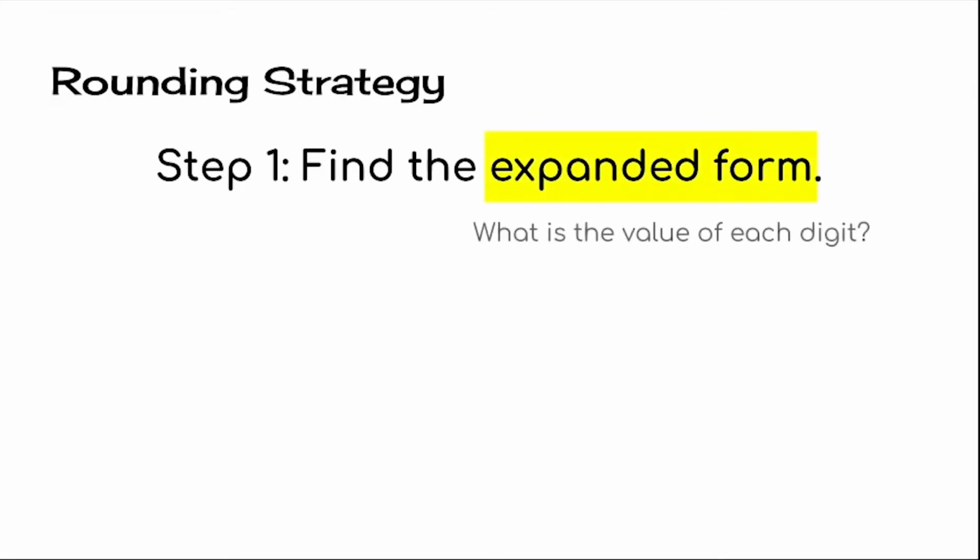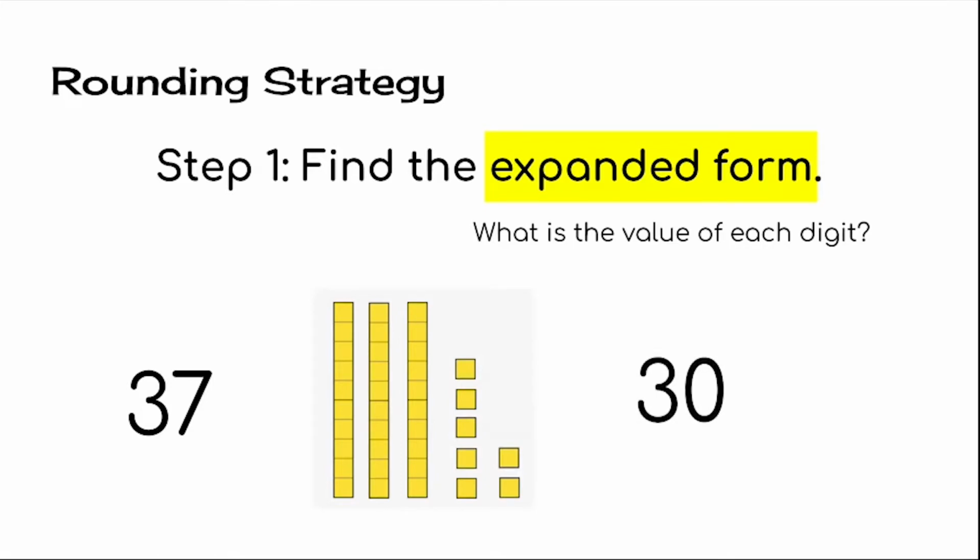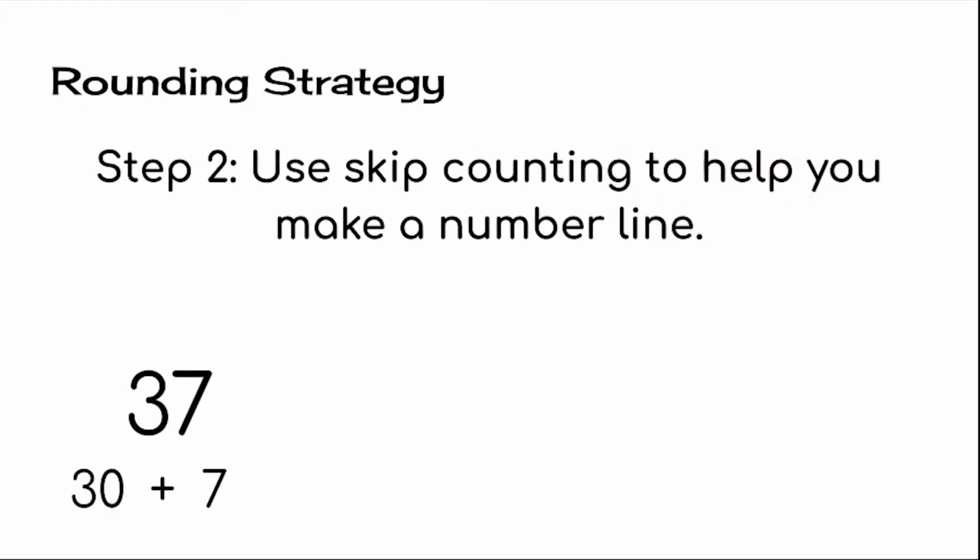Expanded form means that you say what the value is of each digit. If my number is 37, I can use a place value picture and see that the value of the 3 is actually 30. 3 tens, it's 30. And the value of the 7 is just 7 because it's 7 ones. So the expanded form of 37 is 30 plus 7.